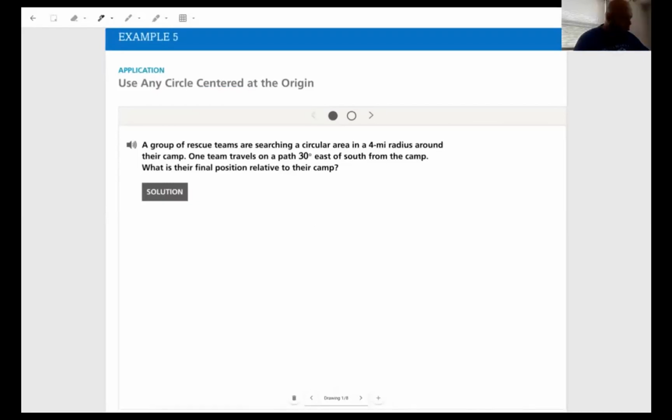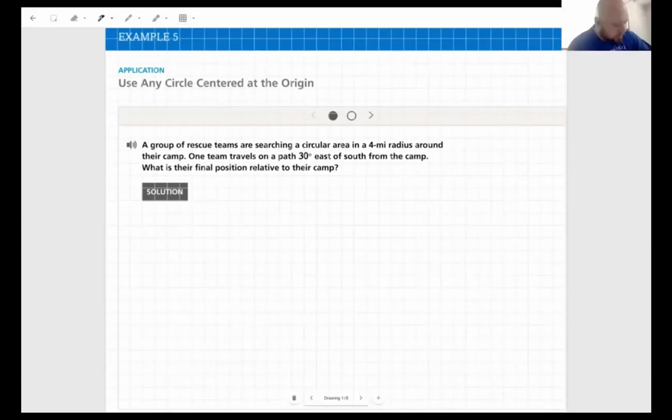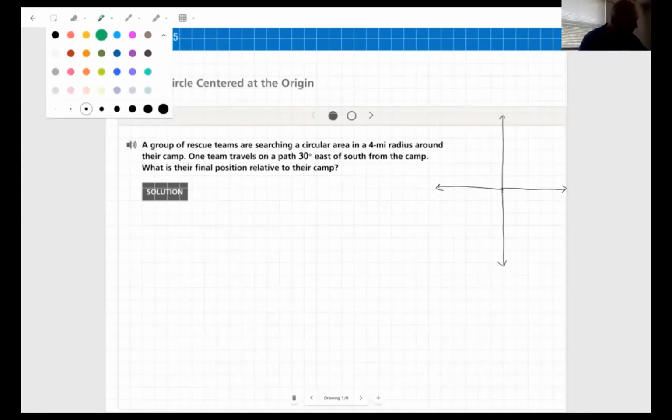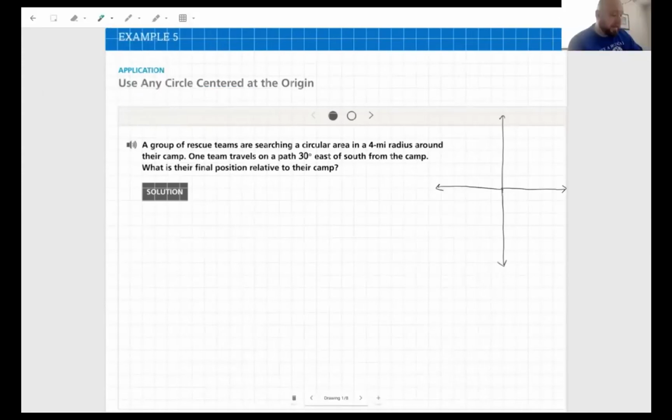I'm going to throw a grid on here this time. This says a group of rescue teams are searching a circular area in a 4-mile radius around the camp. So let me draw a set of axes. And I'm actually going to extend my y-axis a little bit farther. We're going to make each block count for 1 unit.